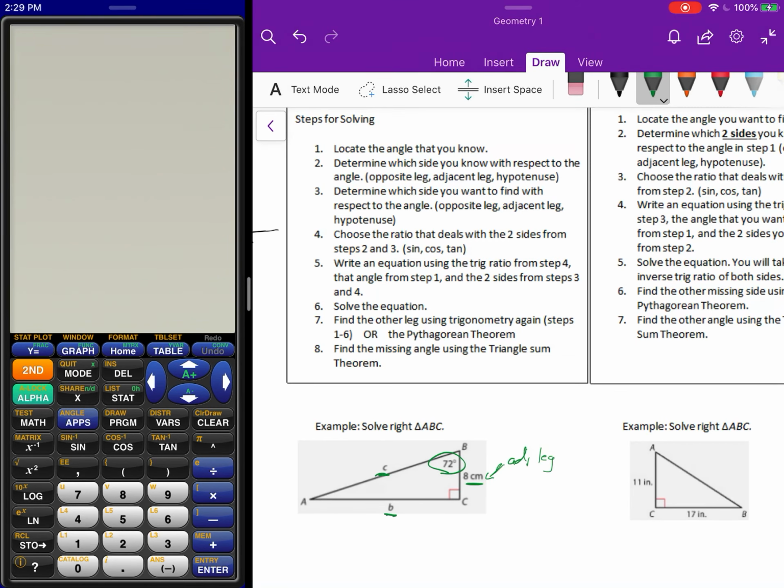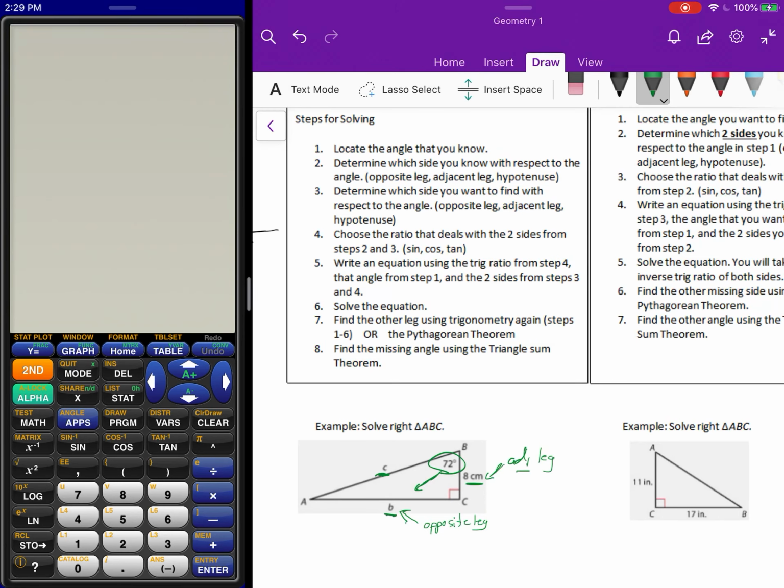Now, determine which side you want to find with respect to the angle. So we could either find B or C. Doesn't matter which one. I'm just going to say let's find B. So what side is that? That, compared to the 72, is the opposite leg.